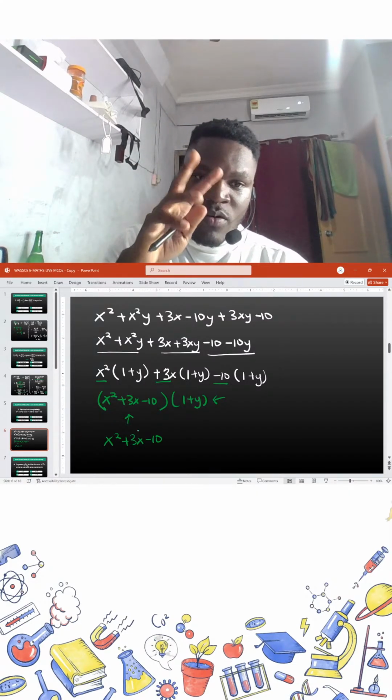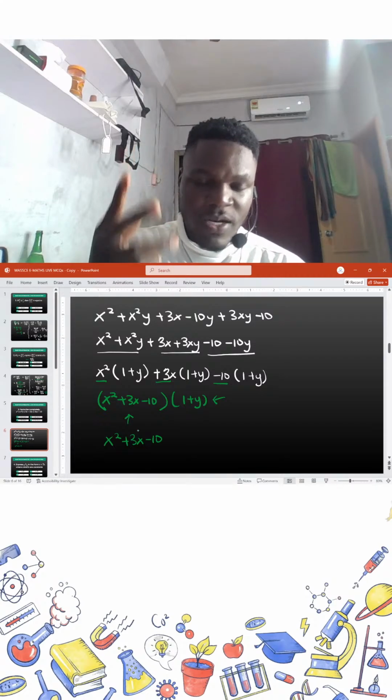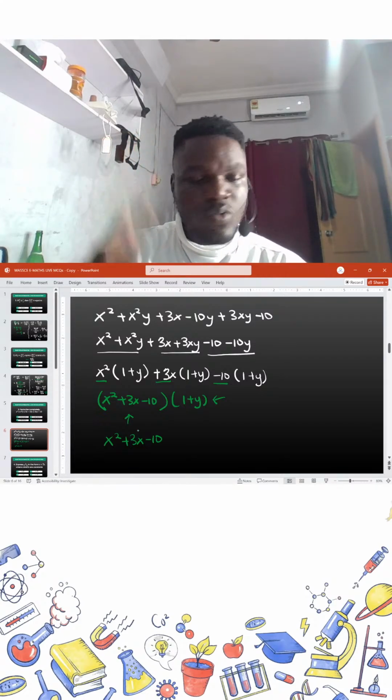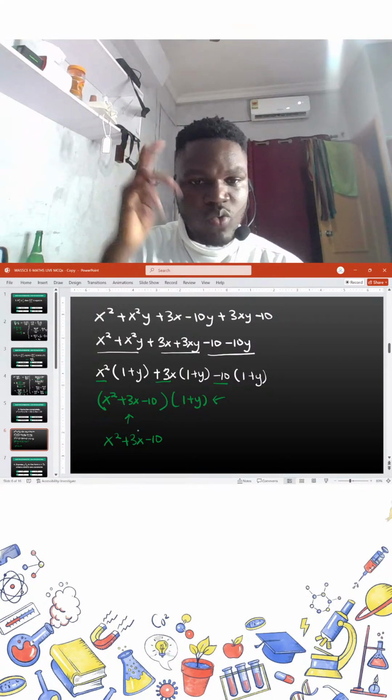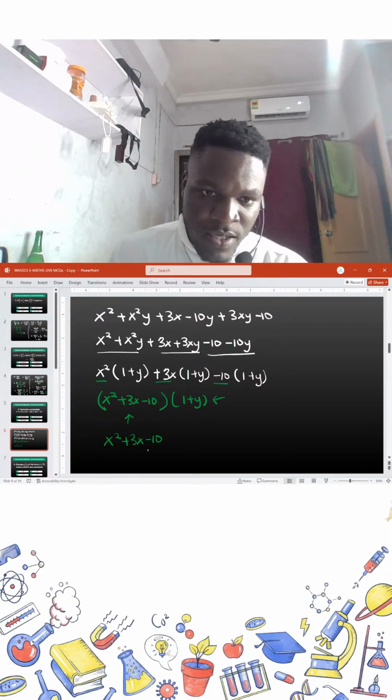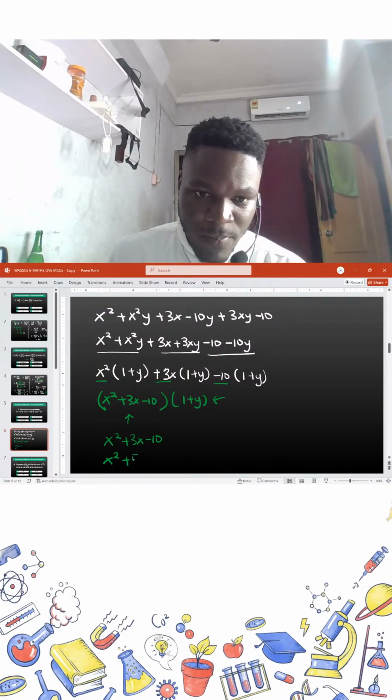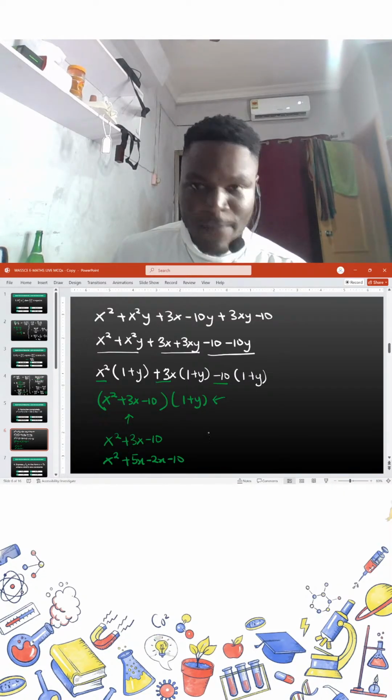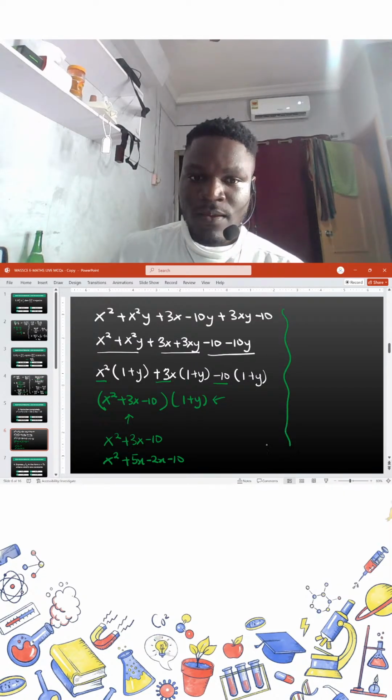Okay? So 5 and negative 2, I'll put it that way. 5 multiplied by negative 2 will give us negative 10. But if we add them, we'll get positive 3. So this entire expression, I can rewrite as x squared plus 5x minus 2x minus 10. Are we okay?